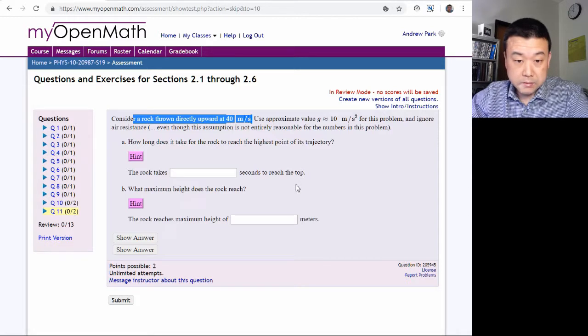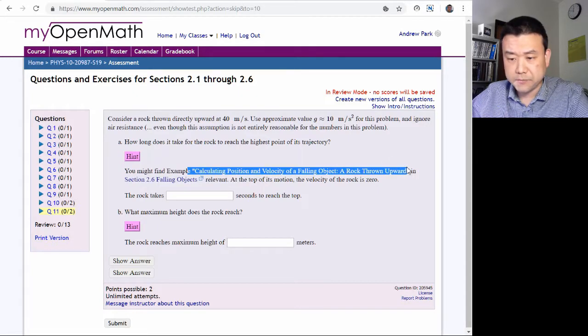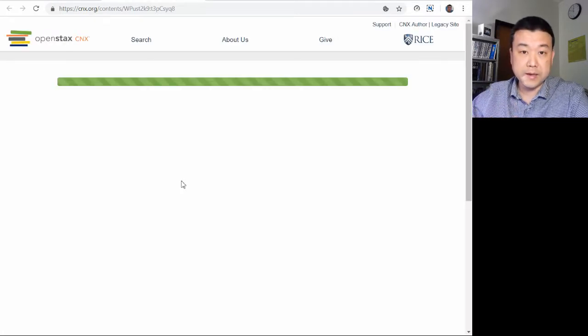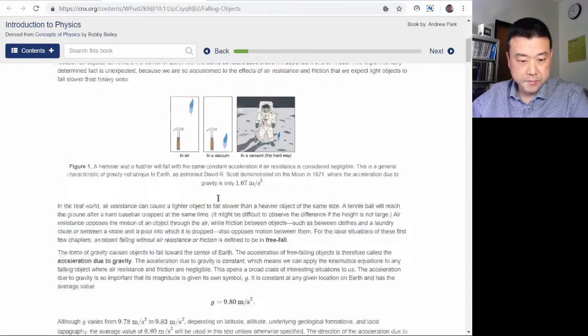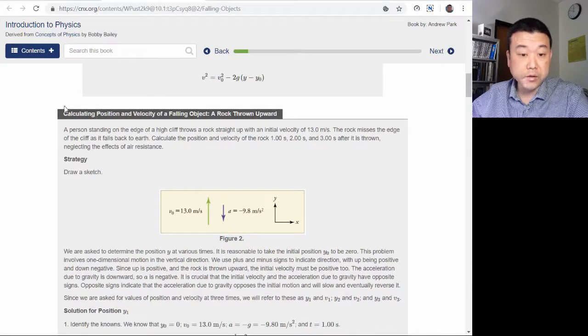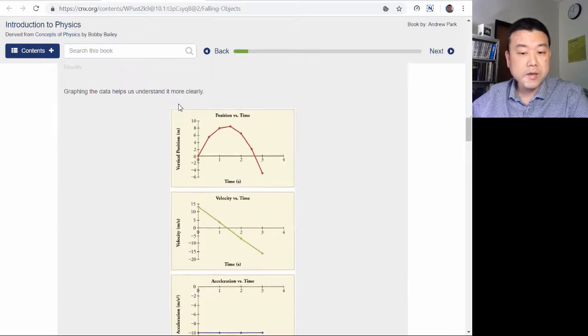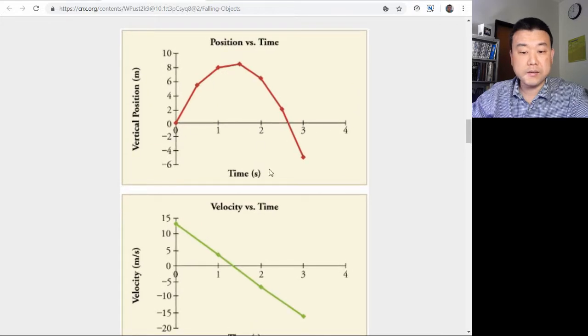So this question also has hints that link to specific textbook sections with the specific examples. But you do have to do a little more work to connect from the example to the question that you are actually solving. So let me go down to the example. The example being referred to is calculating position and velocity of a falling object, a rock thrown upward. And this example is really useful for the graphs. Read through it, and it has these graphs of the position, velocity, and time.